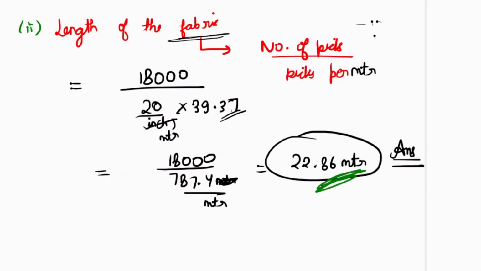Now coming to the length of the fabric, the second question. The formula for the length of the fabric is number of picks upon picks per meter. So the number of picks per hour is 18,000 upon picks per meter. Picks per inch is 20, so per meter it would be multiplied by 39.37. We can find it out: 22.86.